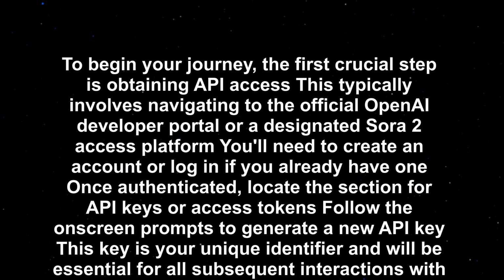Once authenticated, locate the section for API keys or access tokens. Follow the on-screen prompts to generate a new API key. This key is your unique identifier and will be essential for all subsequent interactions with the Sora 2 API. Treat this key like a password. It should be kept secure and never shared publicly.